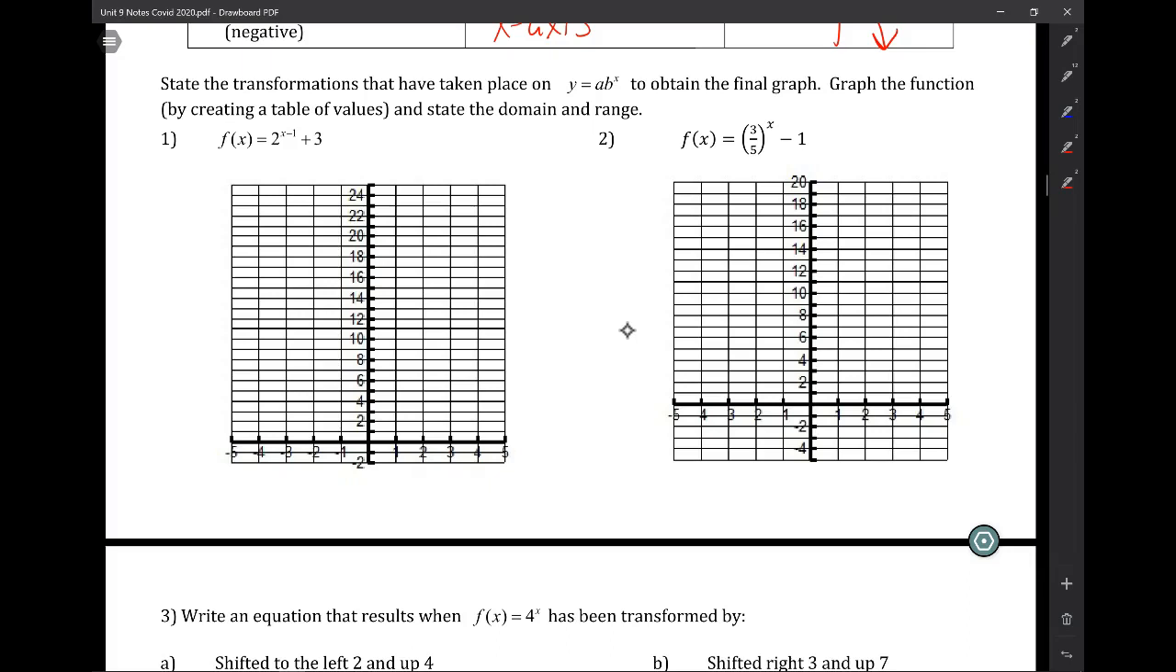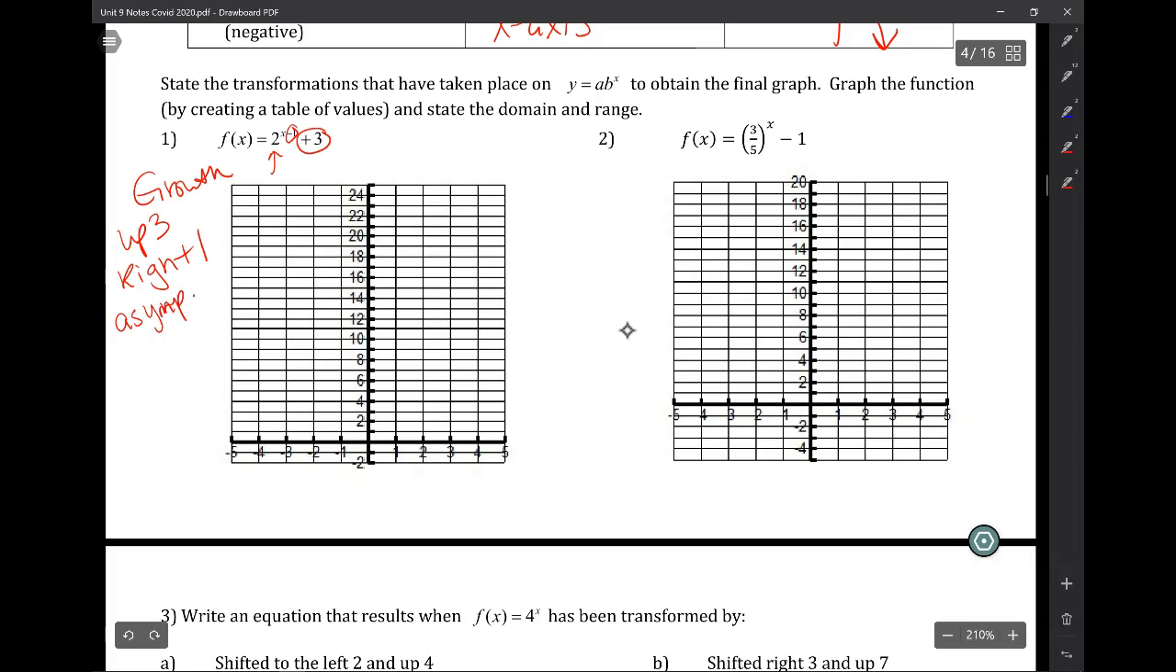All right, so number 1, the first thing that I notice is the base is a 2. That tells me that it's a growth. I also notice it has a +3, so that means it's going to be shifted up 3. And then it has a -1, which is actually going to be shifting it to the right 1. If it is being shifted up 3, then that means the equation of the asymptote is y equals 3. So before I even plot anything on my graph, I'm going to go ahead and draw in my asymptote line, because I know my graph cannot go below that spot.